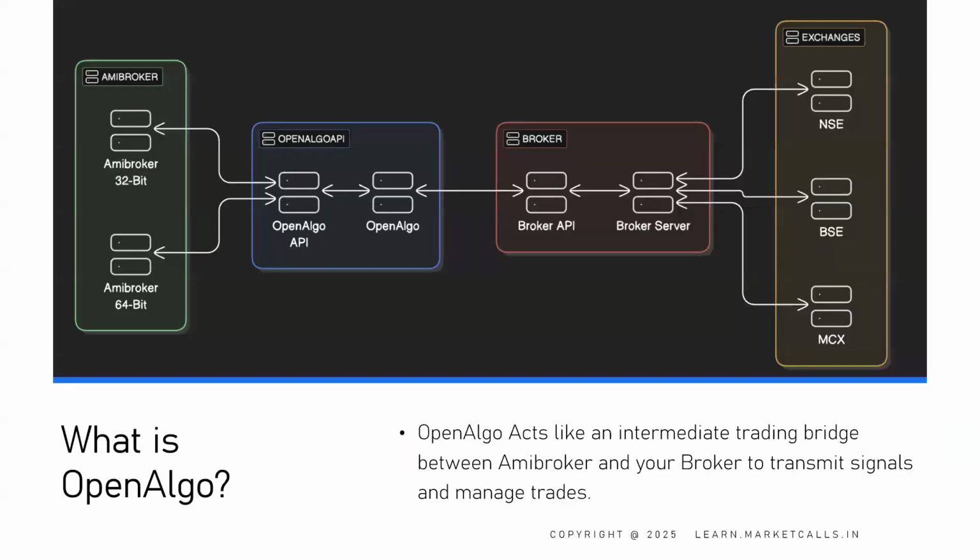First of all, what is OpenAlgo? OpenAlgo is like an intermediate trading bridge between Amibroker and your own broker. Amibroker generates signals, and OpenAlgo receives that signal, processes it, and transmits it to the broker. So it acts like a kind of middleman. But is it really a middleman? OpenAlgo does more than that. It also provides a facility to manage your trades, get the data, and a lot more things. It's like your own private algo trading platform.